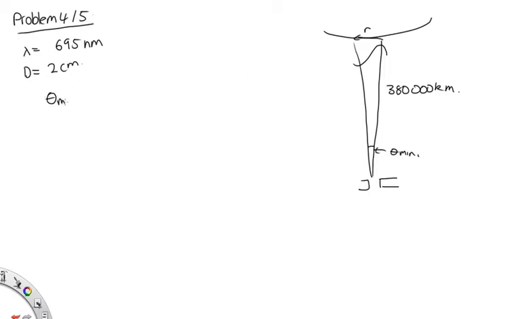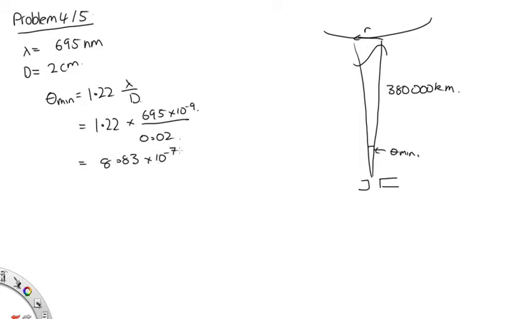So we have theta min is equal to 1.22 lambda over d. So this is equal to 1.22 times 695 times 10 to the minus 9 over 0.02. So solving that, we get theta min is equal to 8.83 times 10 to the minus 7 radians.